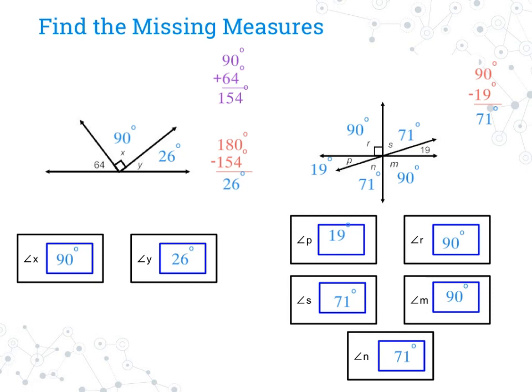On the other side, they gave you a couple 90s, so that was nice, and then everything else was a vertical angle. So as long as you did this 90 minus 19 for the complementary angle to figure out the 71, everything else was a vertical angle and didn't require any math. So let's go ahead and take a look at what we're doing next.